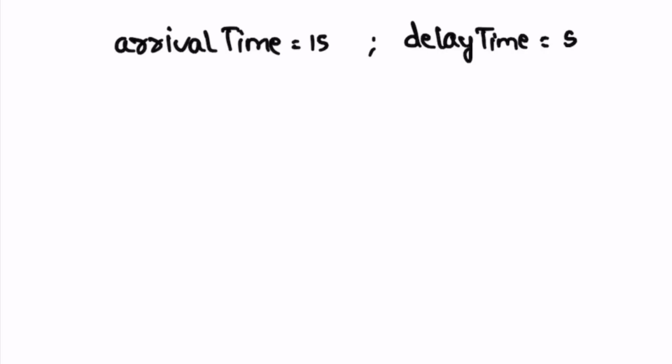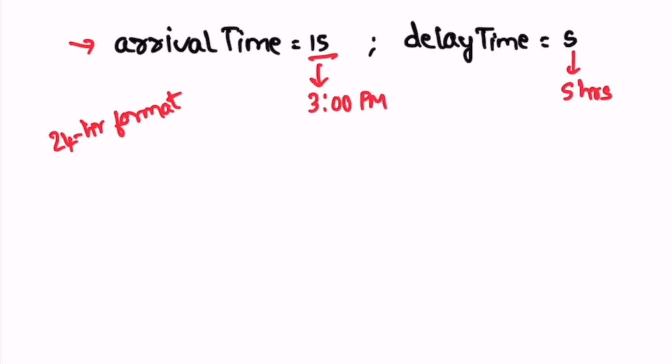I've taken the same example given to us. This is the arrival time and this is the delay time. Now we need to find the new arrival time based upon the delay time added to the arrival time, and we need to return the output in 24-hour format. The input is also given in 24-hour format, so this is 3 p.m. and this is 5 hours. If you add 5 hours to 3 p.m., it is 8 p.m. So how do you get 8 p.m.?